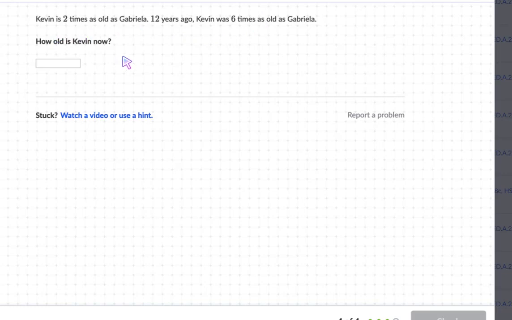Alright, so they want to know how old Kevin is now. We know that Kevin is 2 times as old as Gabriella. 12 years ago, Kevin was 6 times as old as Gabriella. We don't really know how old either one of them is, right? So K is definitely going to be a variable. That's Kevin's age. We don't know how old Kevin is, so we're going to make that into a variable. Anything that's unknown becomes a variable because we've got to solve for it. We also don't know how old Gabriella is, so let's make this Gabriella's age. K and G, pretty easy to remember.